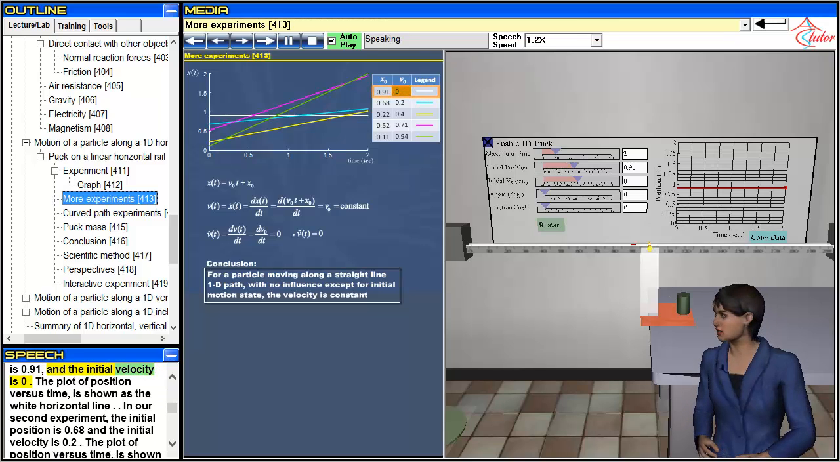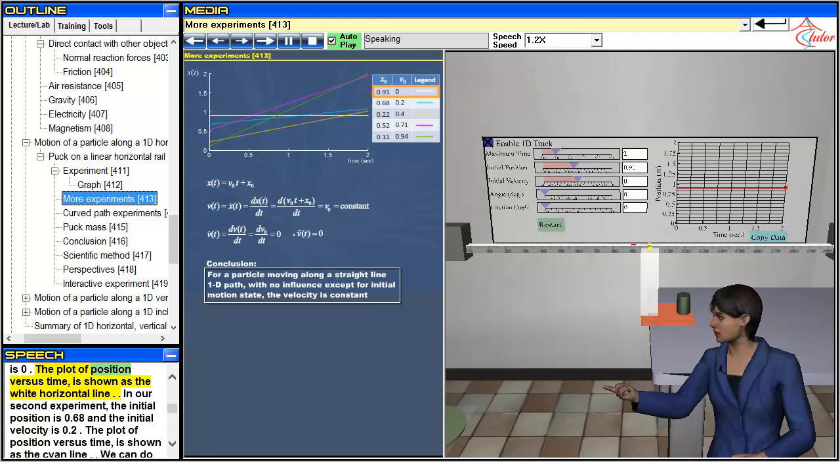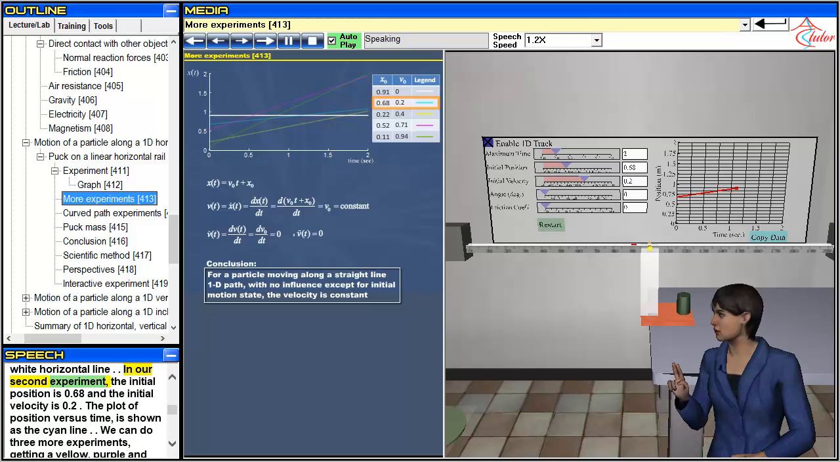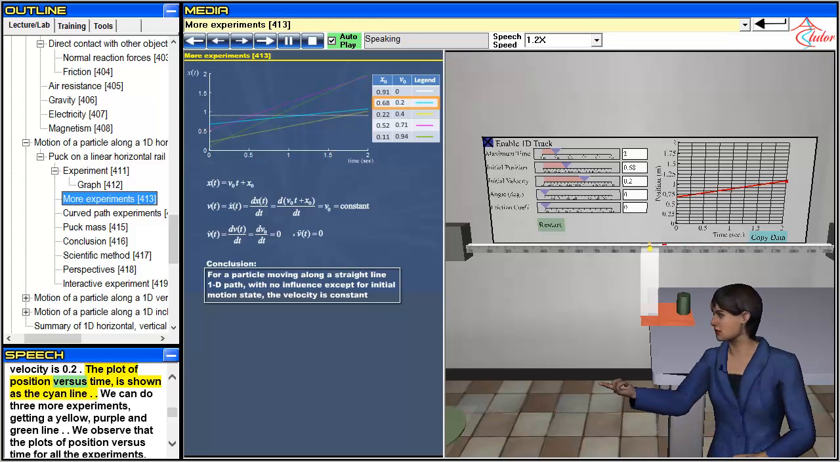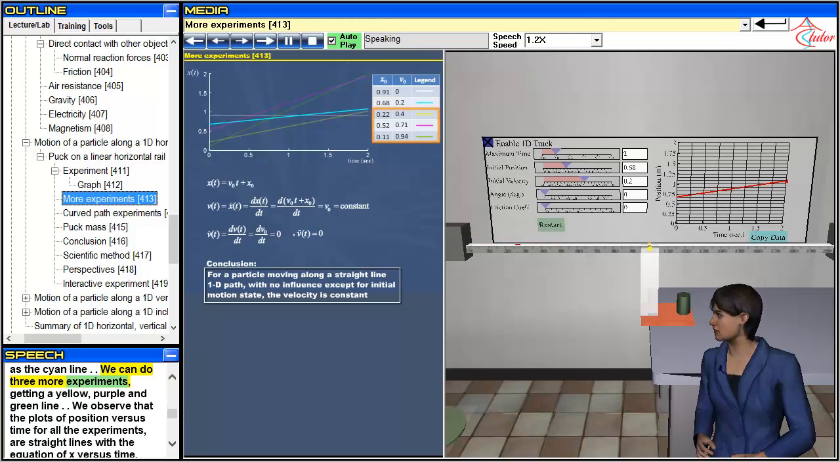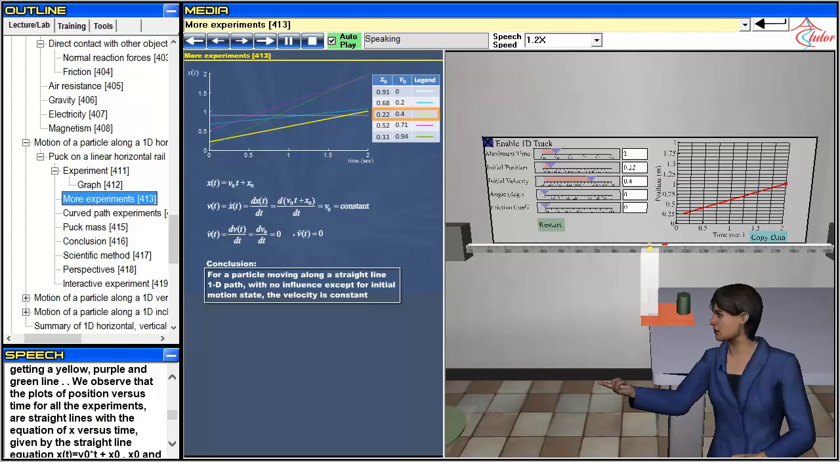And the initial velocity is 0. The plot of position versus time is shown as the white horizontal line. In our second experiment, the initial position is 0.68. And the initial velocity is 0.2. The plot of position versus time is shown as the cyan line. We can do 3 more experiments, getting a yellow, purple, and green line.